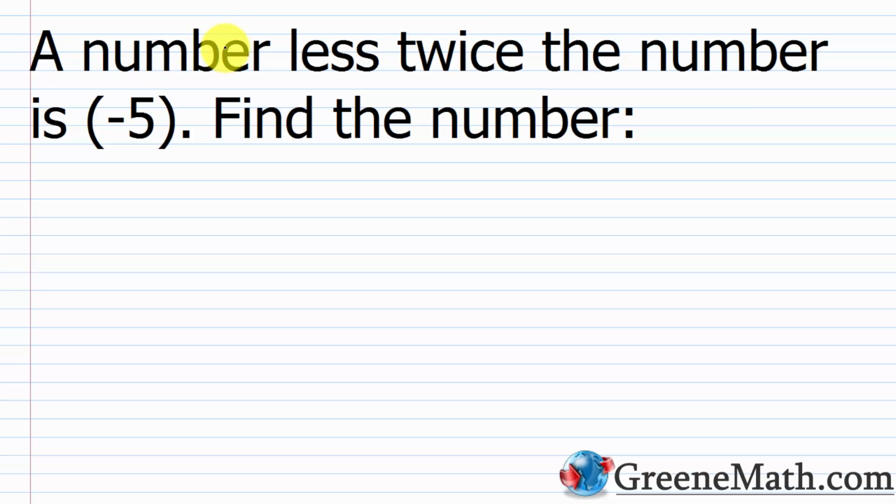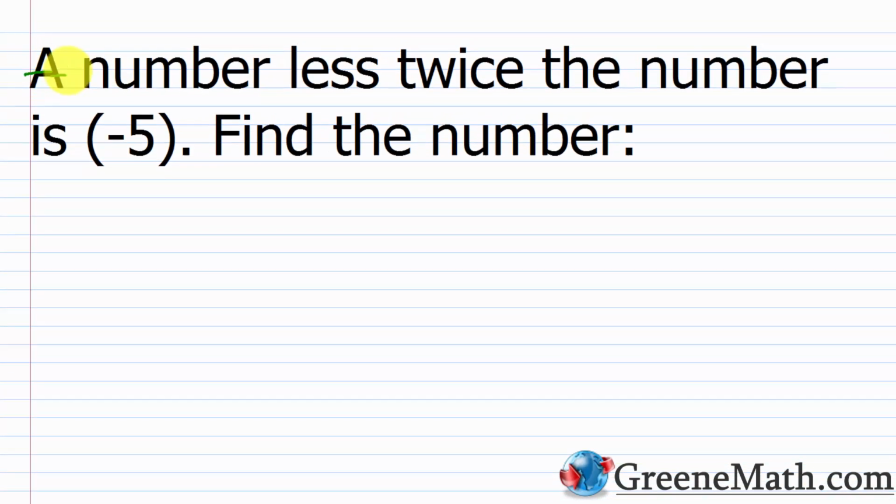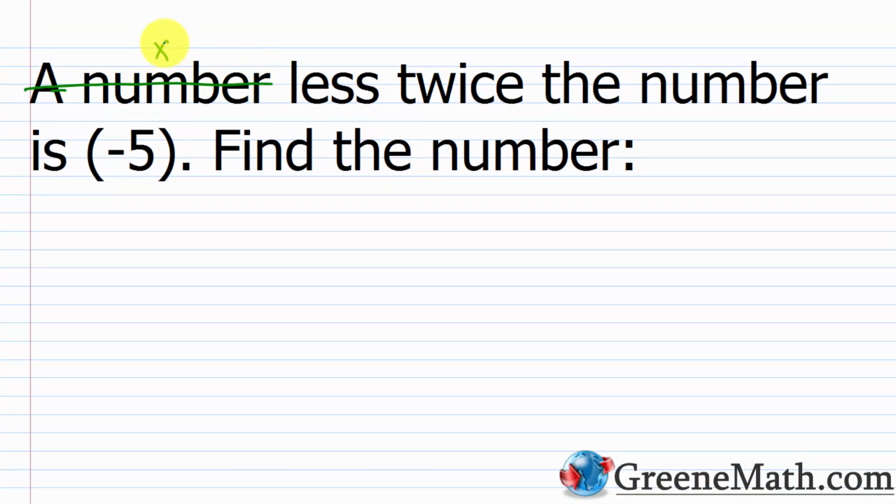So we have a number less twice the number is negative 5. Find the number. So again, everywhere I see something like that, I'm going to replace it. So let's put x, or y or z or whatever you want to use. So x less twice the number is negative 5. So let's put equals here. Okay, so now I have x less. So I know that means I have x, and then I'm subtracting away because I see less, twice x, so that's 2 times x, and then equals is negative 5.